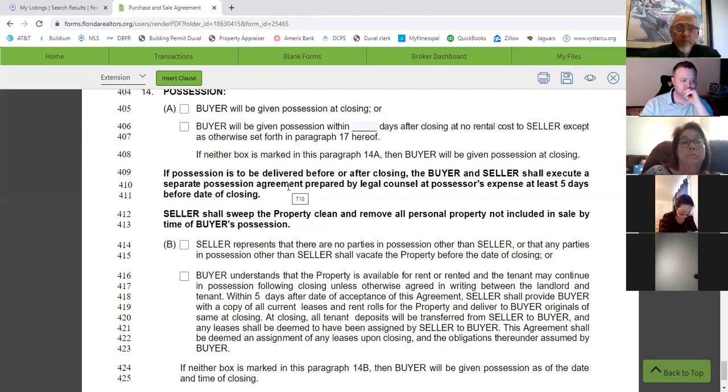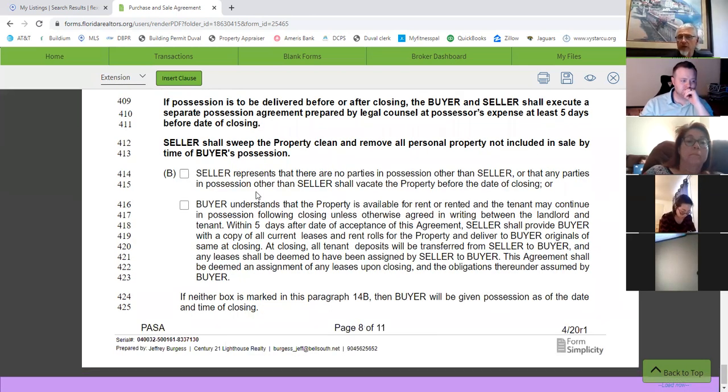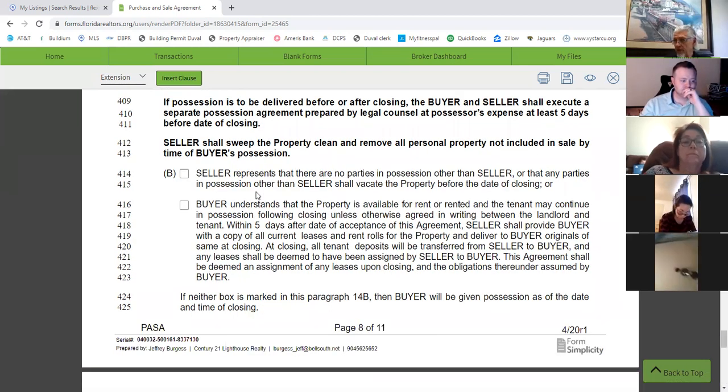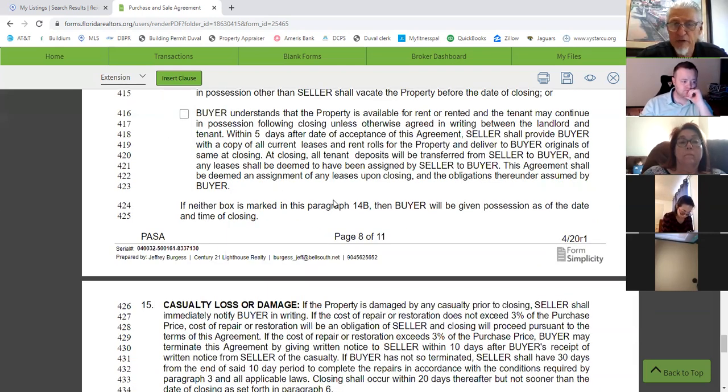Now this is kind of important. Seller represents there's no other parties in possession other than the seller. What does that mean? That means there's nobody you have to evict. That means there's no other tenants or other people. If it is available for rent or rented, and all these things, then it tells the buyer what he's taking.